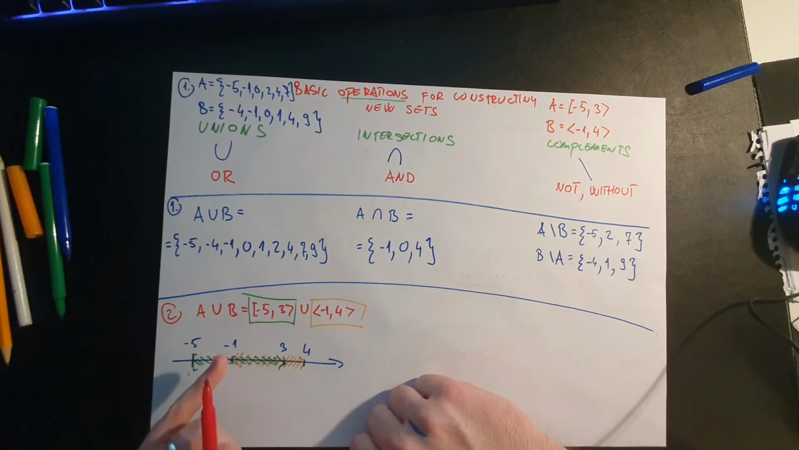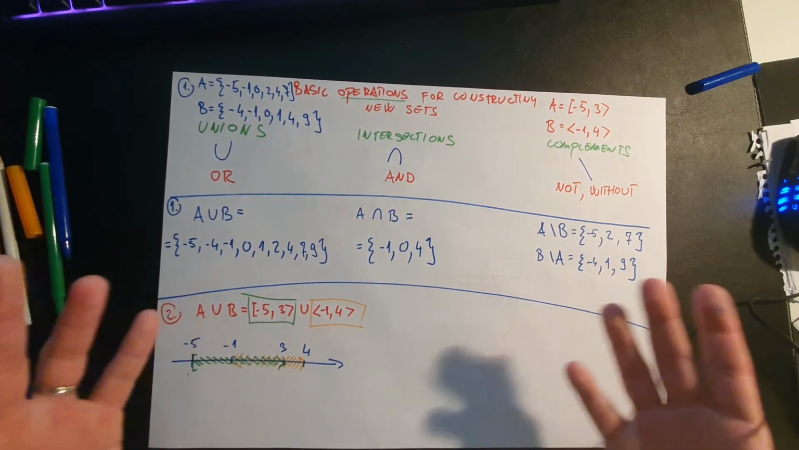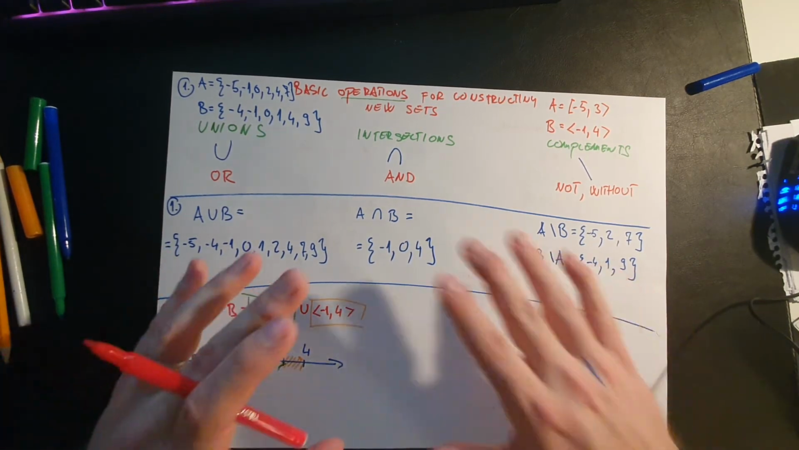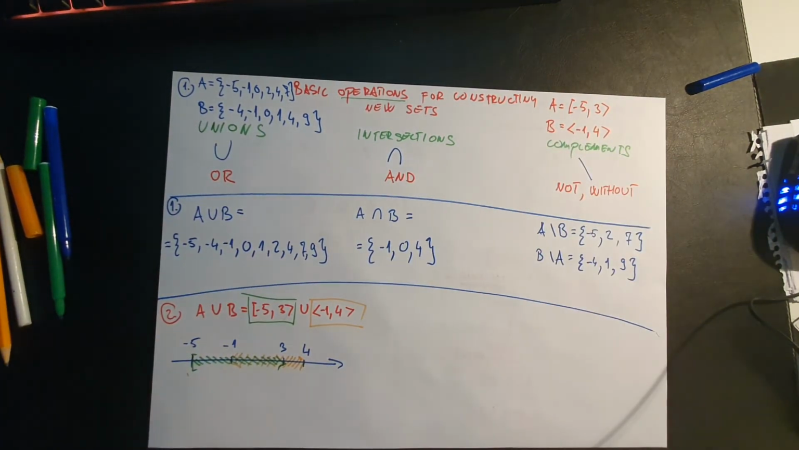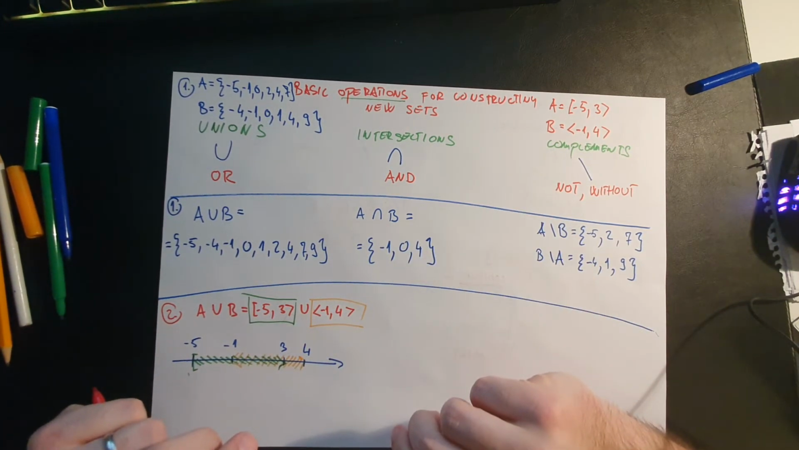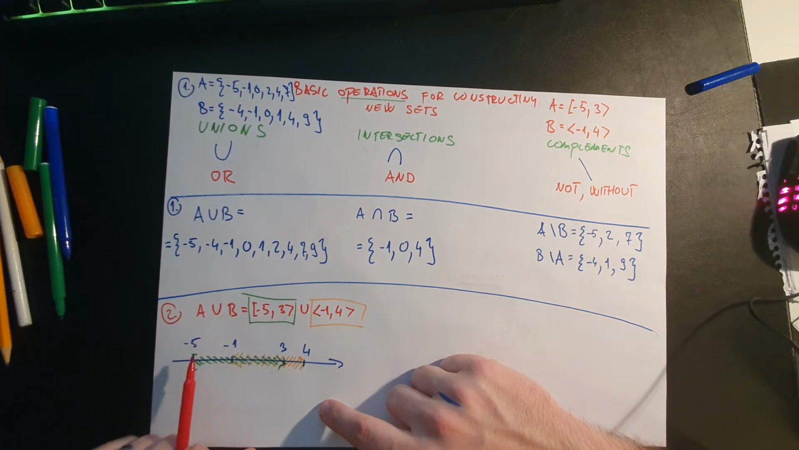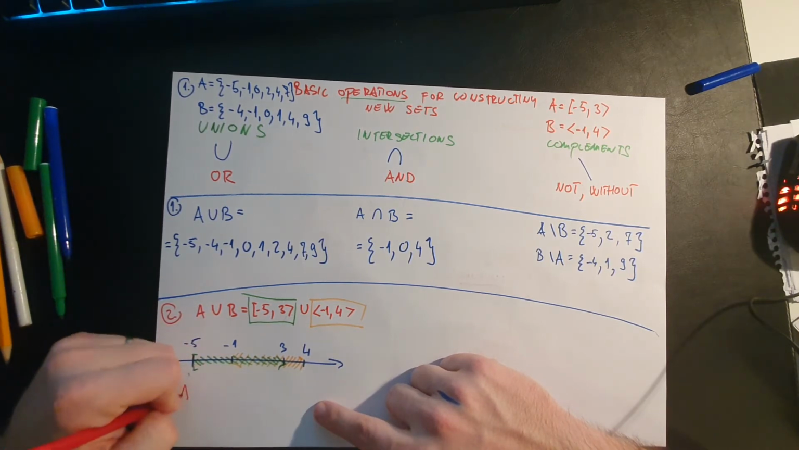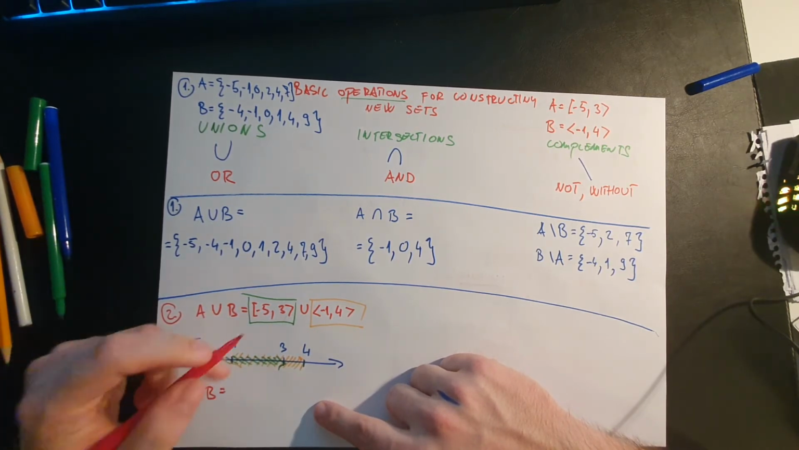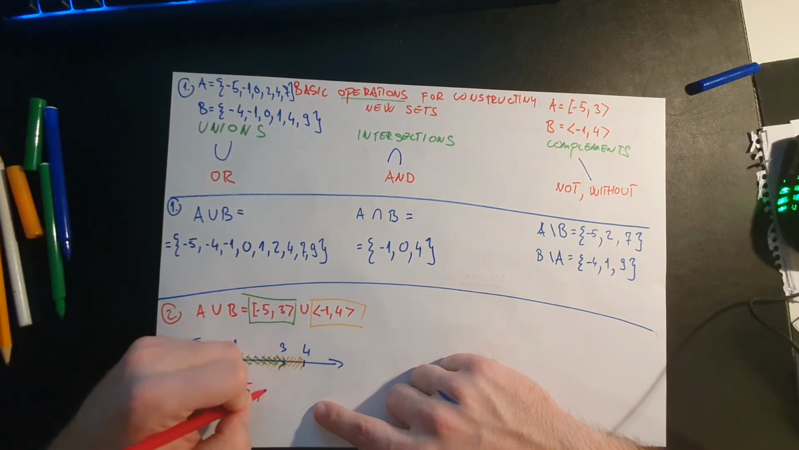So the result is going to be, first of all, an interval, which is a set. So we are staying in the type of the set. And now this interval is going to be between -5 and 4. Hopefully you understand. So the result of A union B is going to be the interval between -5 and 4.